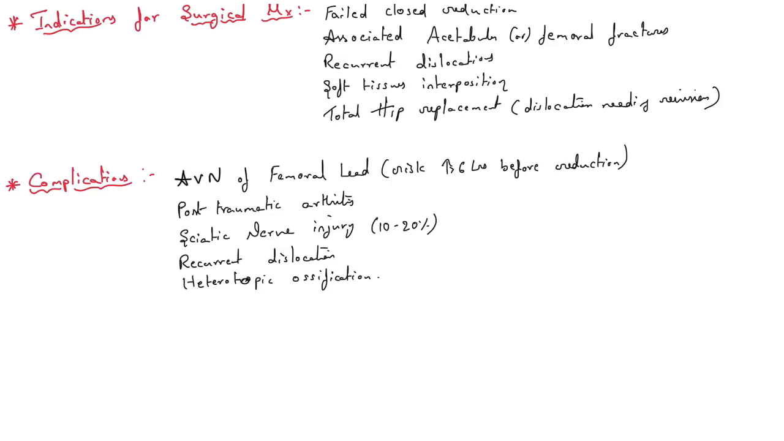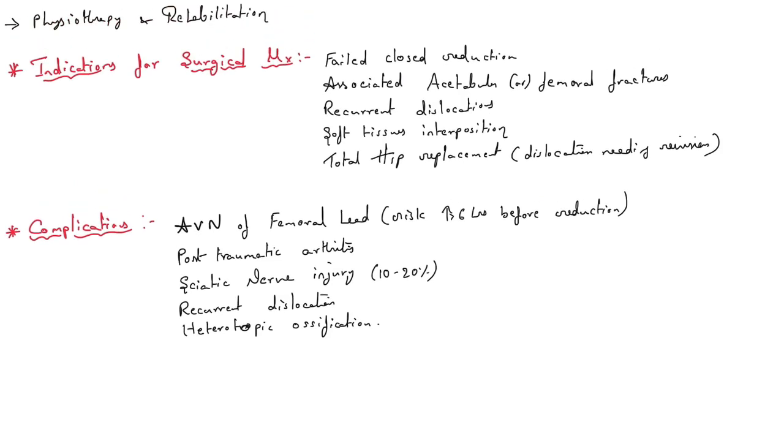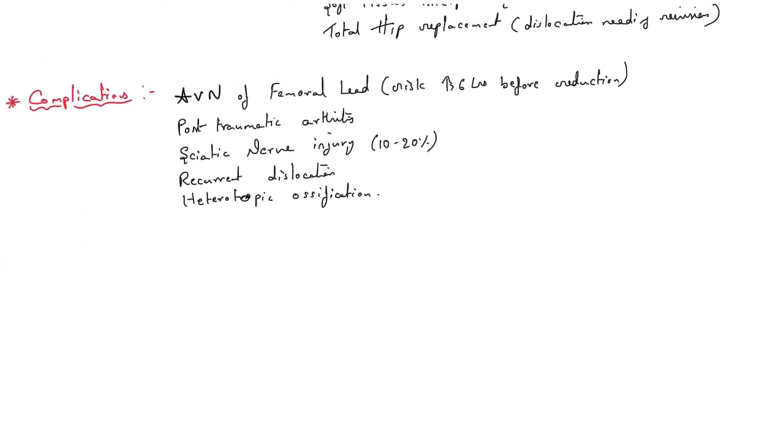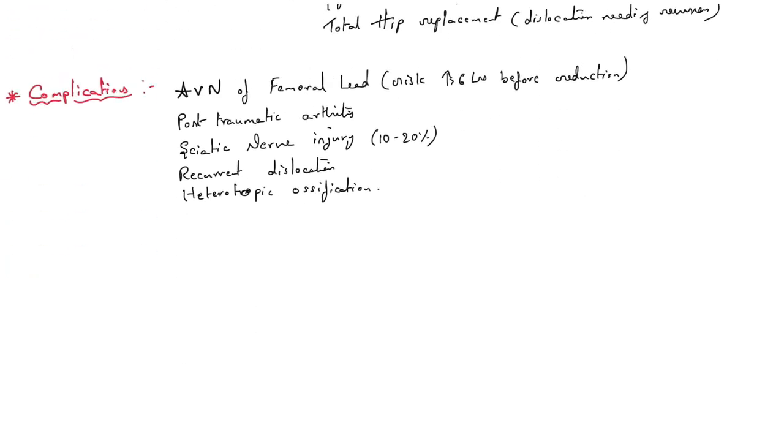Next we are going to discuss complications. We can see avascular necrosis of the femoral head, because the risk rises if reduction is delayed more than 6 hours, so we have to suspect avascular necrosis. Okay, for this we have to do MRI surveillance, and it may need joint preservation or replacement.